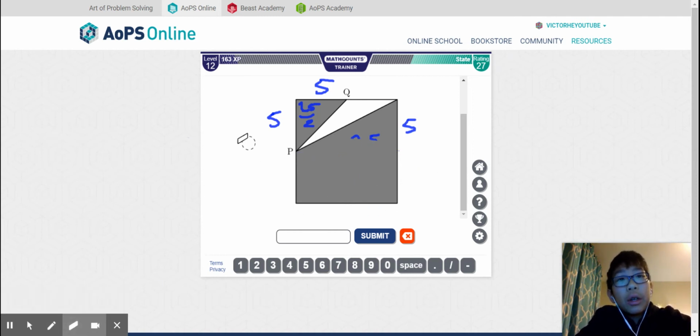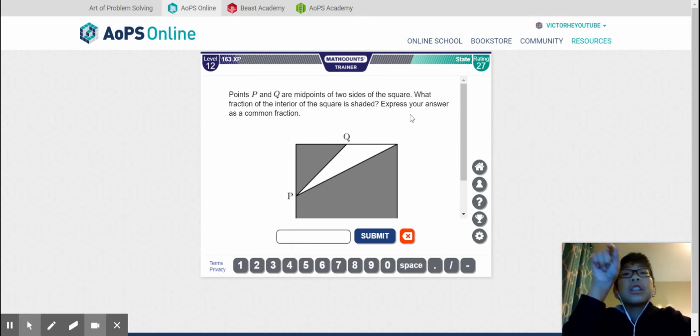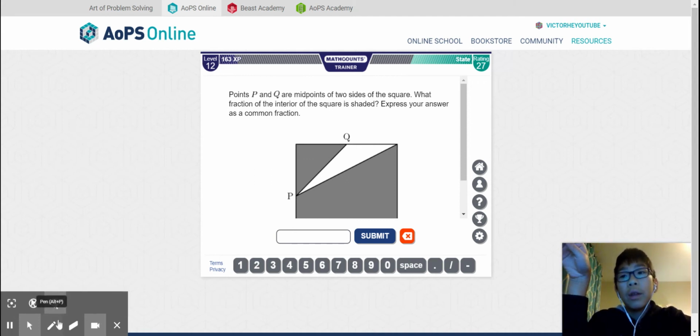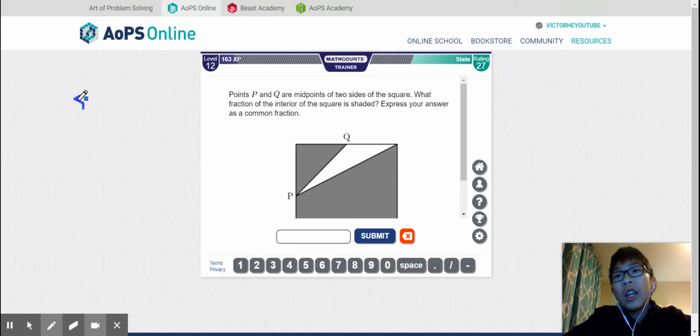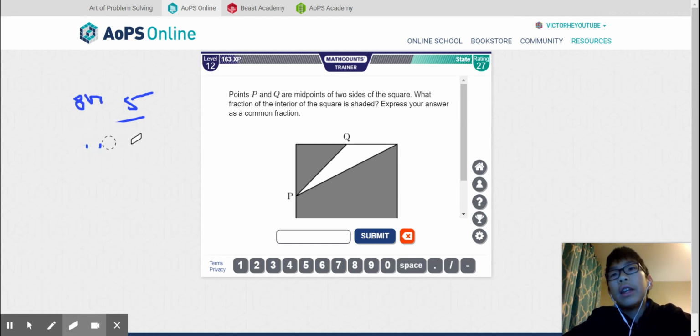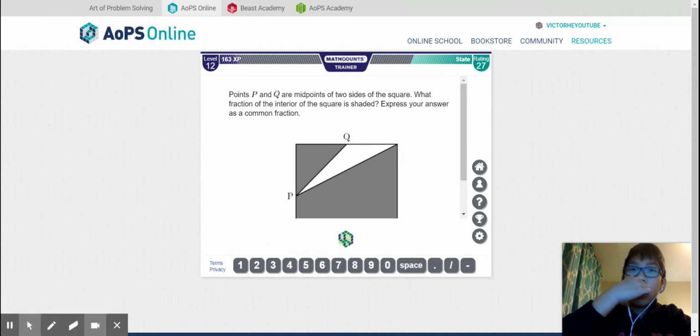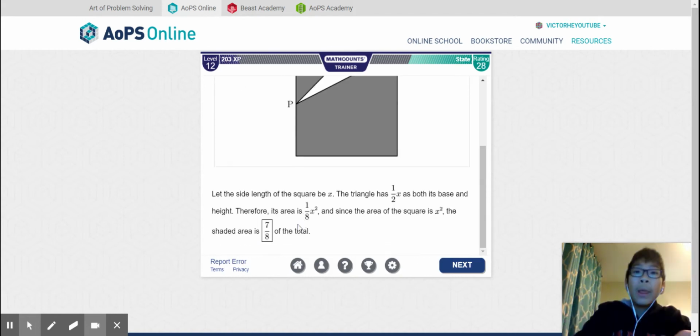And I'm gonna reread the question quickly, just to make sure, because a lot of the times it makes really silly mistakes. It says express your answer as a common fraction. What fraction of the interior of the square is shaded? Well, the part that is shaded is 87.5, right? And that is over 100, which is equal to 7/8. Wait, yeah, 7/8. So our answer is 7/8. I'm pretty sure. Yeah, okay, great.